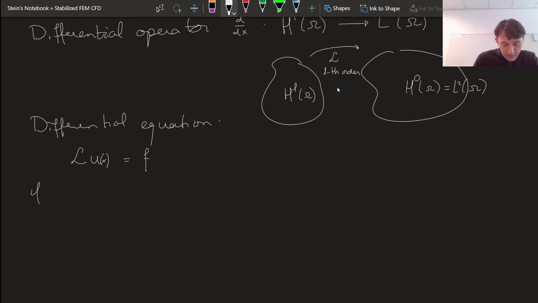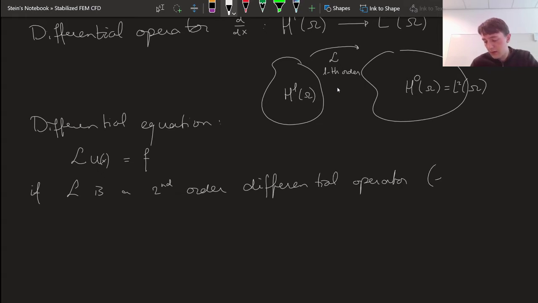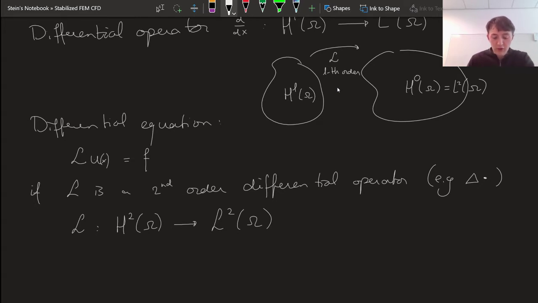Then, if L is a second order differential operator, such as the Laplace operator, we're going to interpret this differential equation as the mapping L from H2 omega to L2 of omega, where we're given some function f in that very unrestricted function space L2. This can be almost any kind of function that you could think of: irregular, regular, discontinuous. So we're given some function f, and then we're looking for the function u in H2.